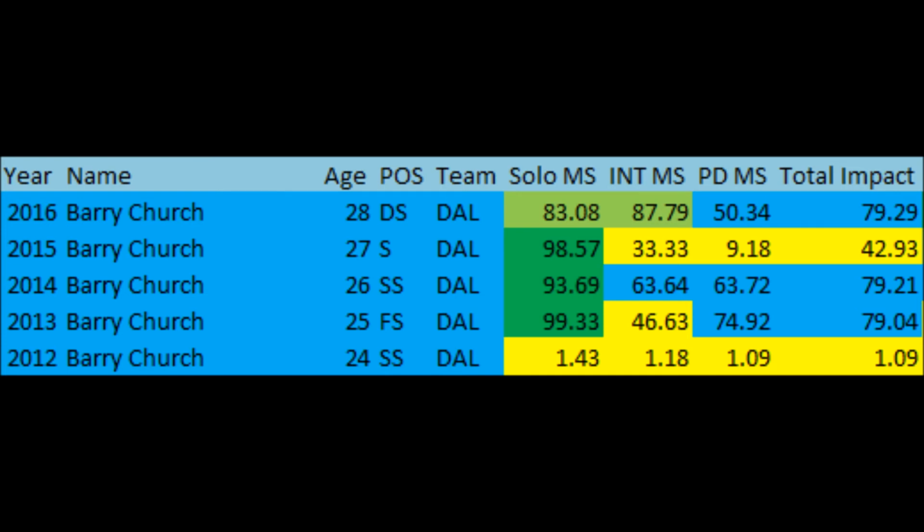He's been hovering around a 79.04 to 79.21 to 79.29. In his best seasons, he's been hovering around that area when it comes to his total impact score, which puts him at about a top 30 score in terms of safety impact. So if you think about the NFL as 64 starters, being in the top 30 means that he is an above average safety.